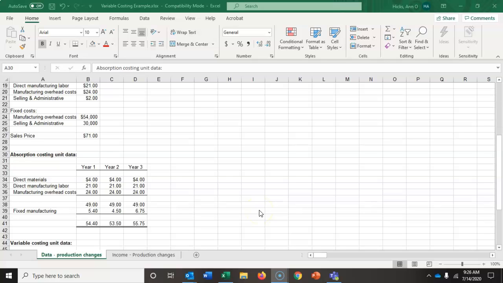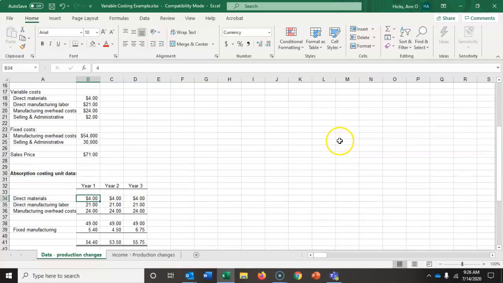So before we look at the income statement, I want to walk through calculating the per unit data under both methods. Let's look at absorption costing first, because that's what we're used to. In year one, your per unit data, the cost of each unit, will consist, of course, of the variable costs, direct materials, direct labor, variable manufacturing overhead, for a grand total of $49. That's the 4 plus the 21 plus the 24. Notice I excluded the $2 selling and admin because that's a variable cost, but it's still a period cost. It is not a product cost.